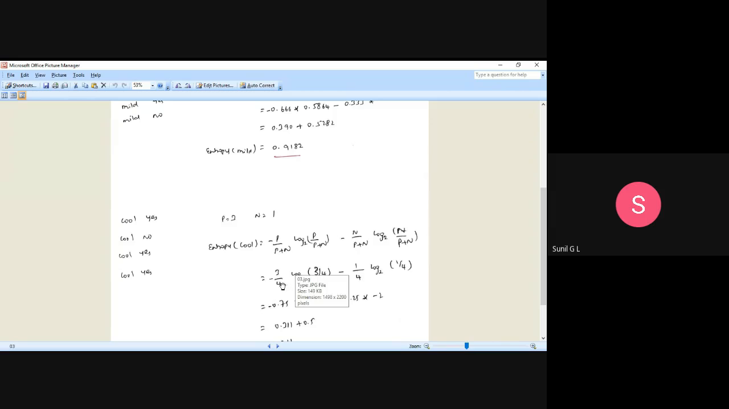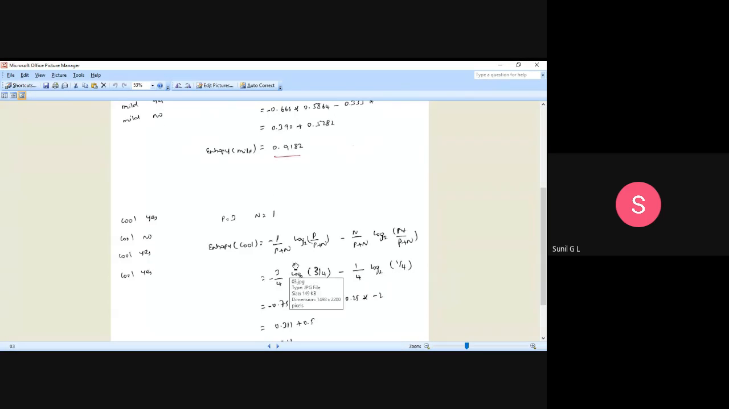Like that, calculate the entropy of cool. How many positives and how many negatives are there for cool? For positive, 3 values will be there, and the negative will be 1. Then calculate the entropy of cool. P divided by P plus N log 2 of P divided by P plus N, minus N divided by P plus N log 2 of N divided by P plus N. Positives are 3, 3 divided by P plus N, that is 3 plus 1 is 4. Log 2 of 3 divided by 4, minus, negative is 1, 1 divided by 3 plus 1, that is 4, log 2 of 1 by 4.